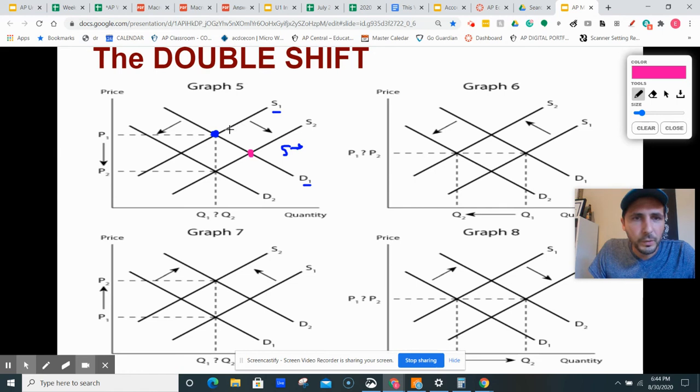Well, when supply went right, we noticed that the price fell. So price is going to go down. And we notice that quantity rose. So quantity is going to go up.